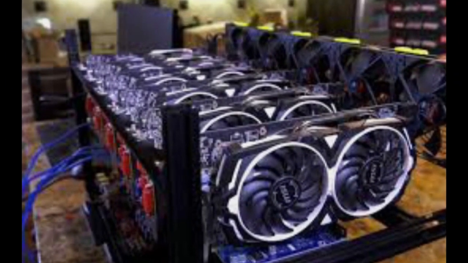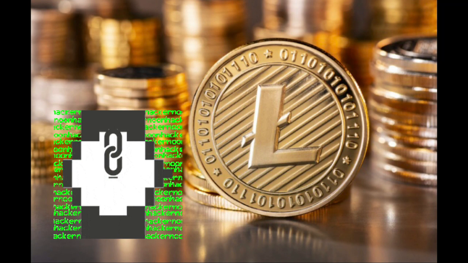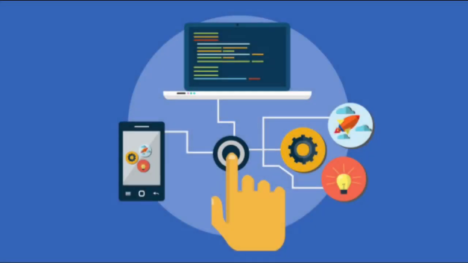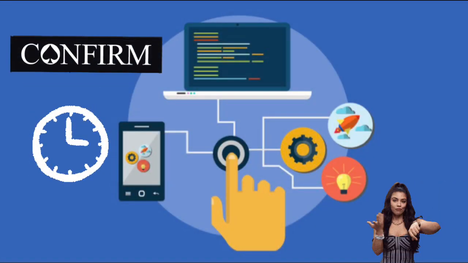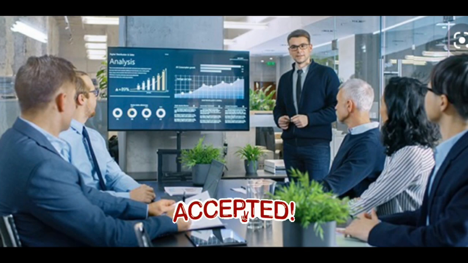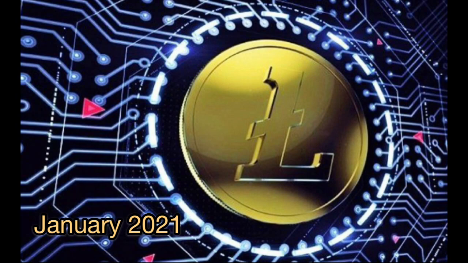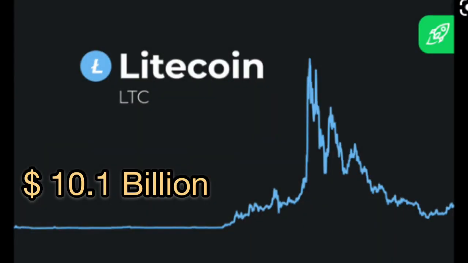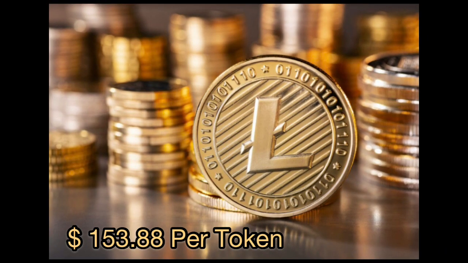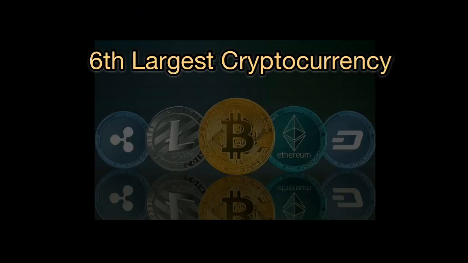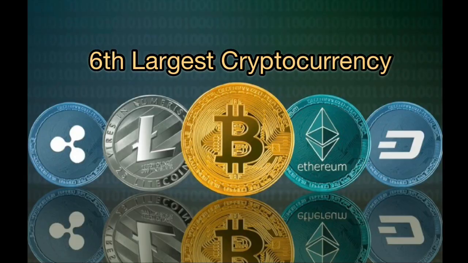Although Litecoin is like Bitcoin in many ways, it has a faster block generation rate and hence offers a faster transaction confirmation time. Other than developers, there are a growing number of merchants who accept Litecoin. As of January 2021, Litecoin had a market cap of $10.1 billion and a per-token value of $153.88, making it the sixth largest cryptocurrency in the world.